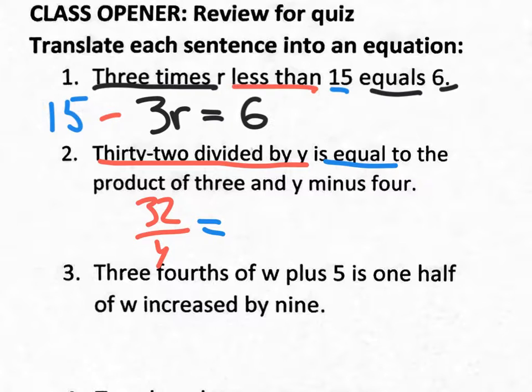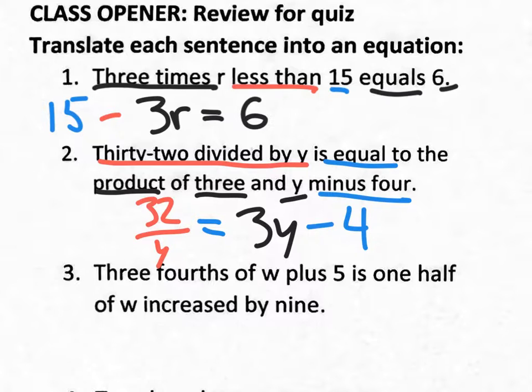So what does product mean? Multiply. So product means multiply. So it's equal to the multiplication of something and something. And what is that something and something? This is the product of 3 and y. So let's actually write 3 times y, which is just 3y. And then at the very end, it has a minus 4. So let's slap on that minus 4, and we're done. That's your equation: 32 over y equals 3y minus 4.